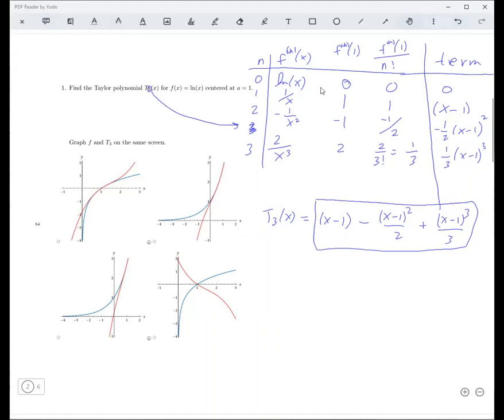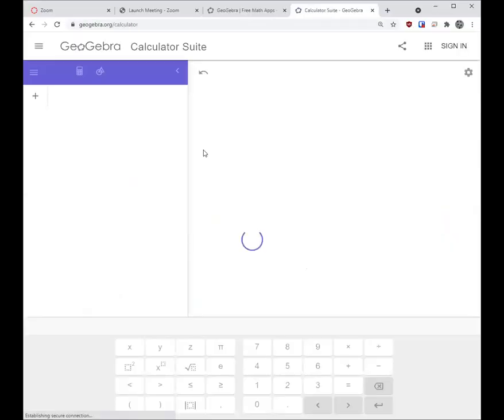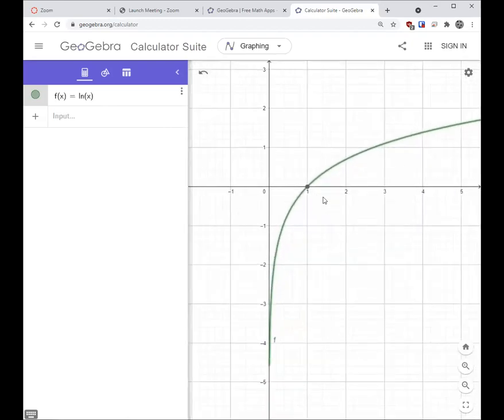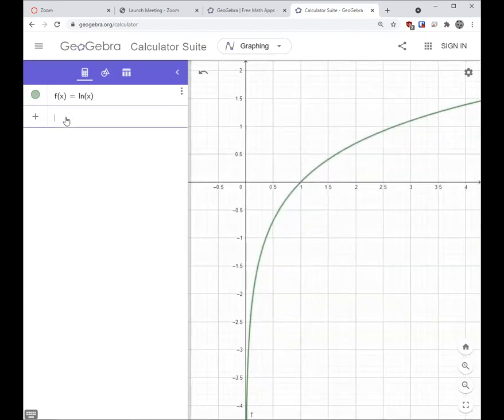So come over here to GeoGebra, start up the calculator, and log x was the first one. There it is right there. And 1 is where we're centered about. So maybe we can zero in on that a little bit. Okay, and now we put in the function x minus 1 minus, and notice that right now, as we put the first term in, this is the tangent line. And if we just had the first term, that would be T1, which is the tangent line to the curve at that point.